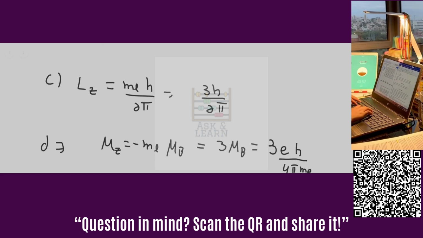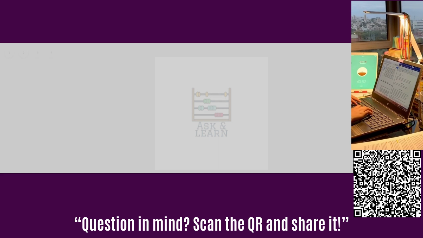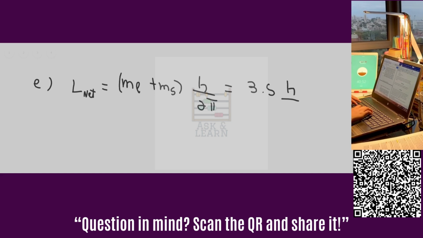Now for part E, we want to know what is the greatest allowed magnitude for the z component of the net angular momentum of the orbital plus spin. The greatest possible value will be the combination. So L net is ml plus ms, times h over 2 pi. The value for the spin is 1/2. The maximum value of ml is 3 here. So the maximum value will be 3.5 times h over 2 pi.